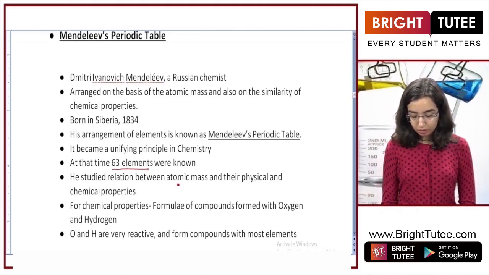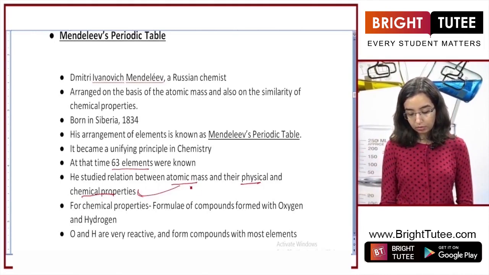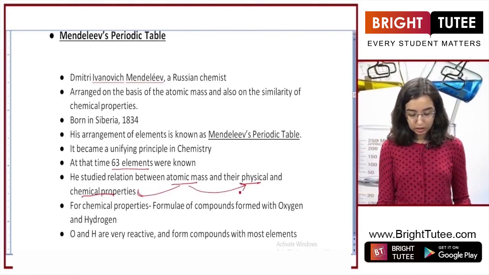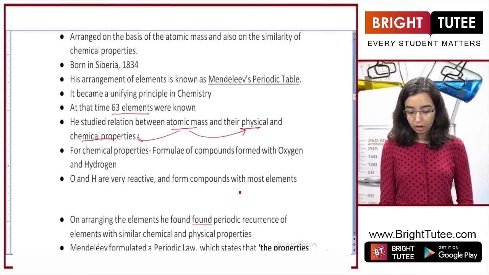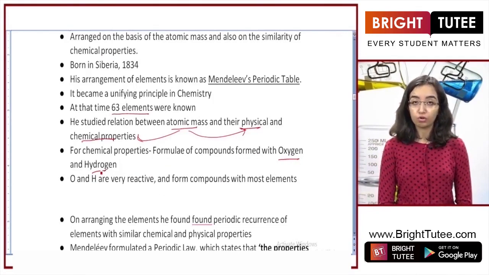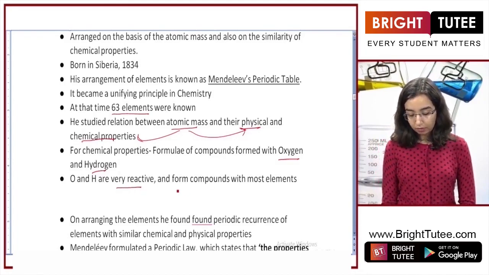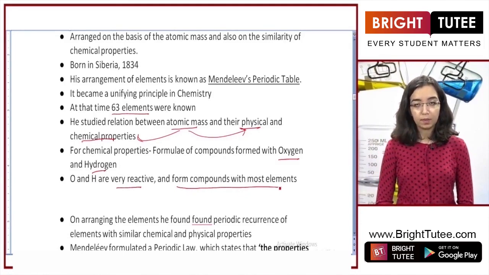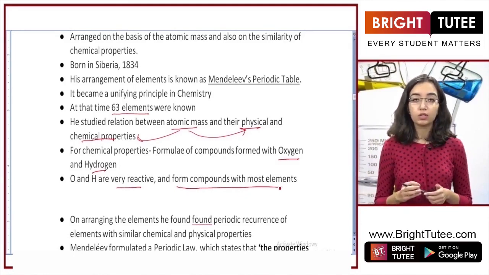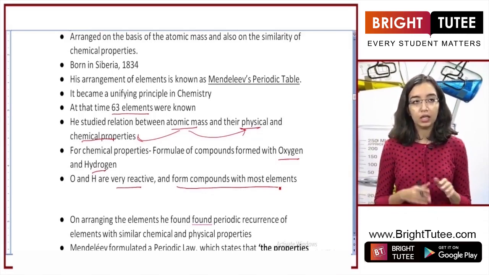He studied the relationship between atomic mass and their physical and chemical properties. So he correlated atomic mass with chemical properties and with physical properties. For chemical properties, he used the formulas with oxygen and hydrogen. So he studied how the element reacts with oxygen and how it reacts with hydrogen. Now, why did he choose only oxygen and hydrogen? He chose them because they are really reactive and they form compounds with almost most elements. So because they react with so many elements and they have a reactive tendency, he chose them as a basic criteria to study chemical properties of all the elements known then.